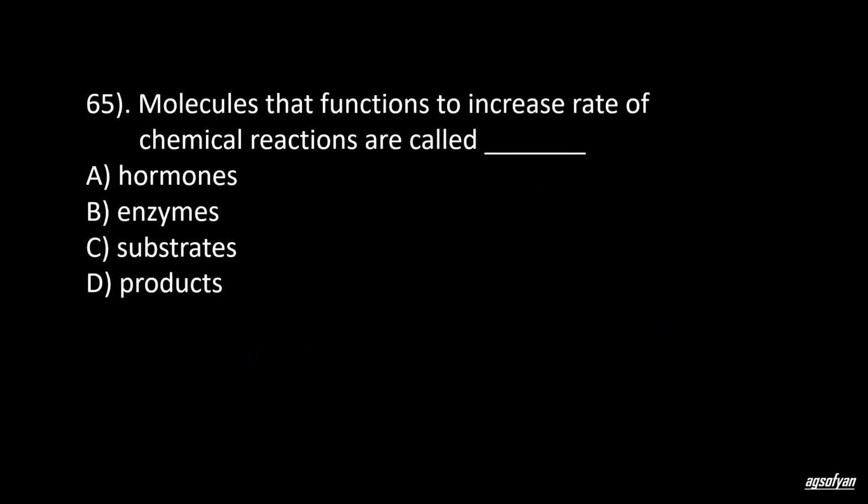The molecule that functions to increase the rate of chemical reaction is called: hormones, enzyme, substrate, or product. Substrate and product are not the answer, because these are actually the molecules that will be reacted. Hormone is not for making reactions faster, so the answer will be the enzyme.